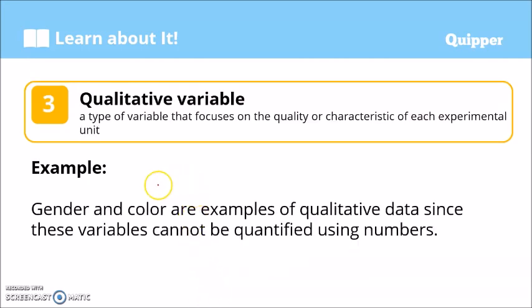Next, we have what we call qualitative variable. It is a type of variable that focuses on the quality or the characteristic of each experimental unit. Okay? So, example, yung gender at saka yung color, they are examples of qualitative data, since these variables cannot be quantified using numbers. Example, yung gender, it can either be female or male. So, walang number doon. Yung color naman, hindi rin pwedeng number kasi we have red, brown, white, black, and so on. So, these are examples of qualitative data.